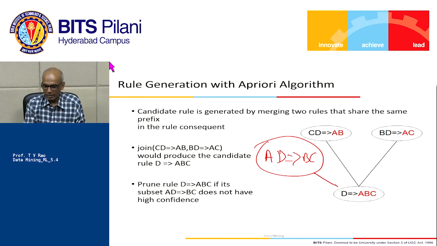this, and then the confidence for this rule will be lower than for this rule. So we can prune this rule based on the lower confidence for this rule. So essentially, because D is a subset of AD, it is going to have a higher level of support.